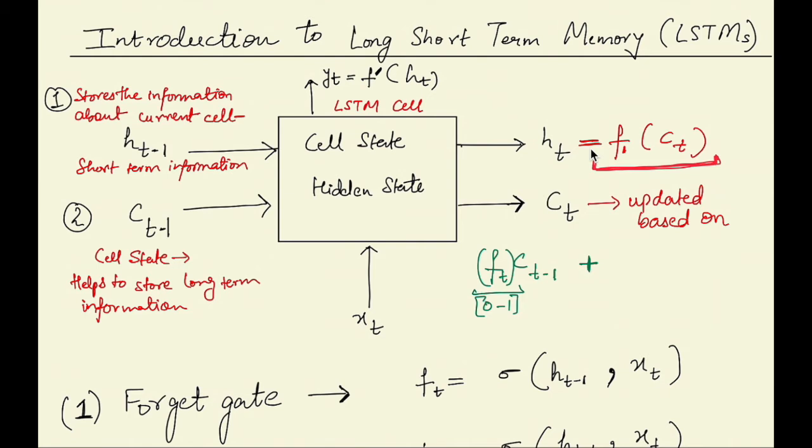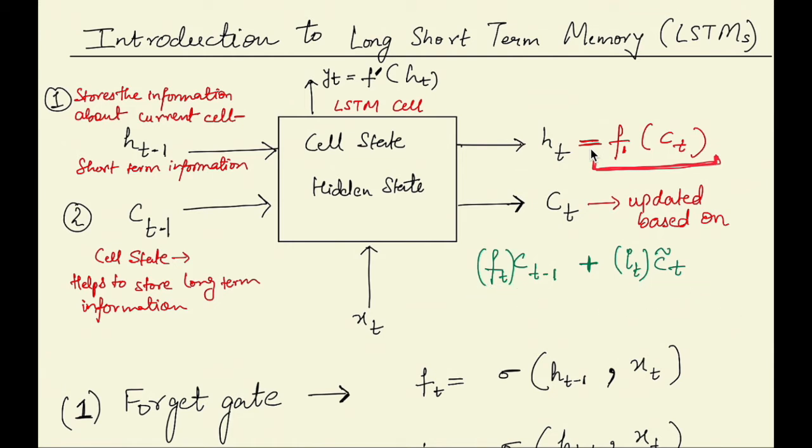and so potential new information which we denote by c-tilde t, and then we also generate a number, again between 0 and 1, which tells us how much of this potential information we want to carry forward in our long-term state. And this c-tilde t is the new information and will depend on xt and the previous state ht-1. So this is the high-level idea behind LSTMs.